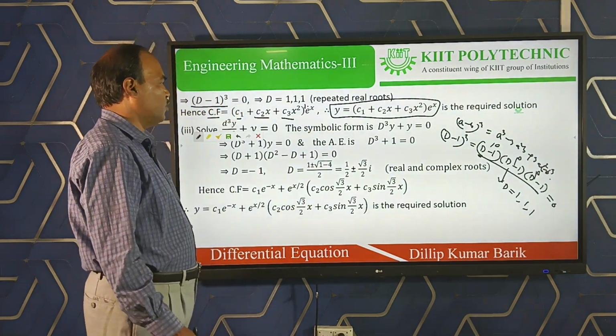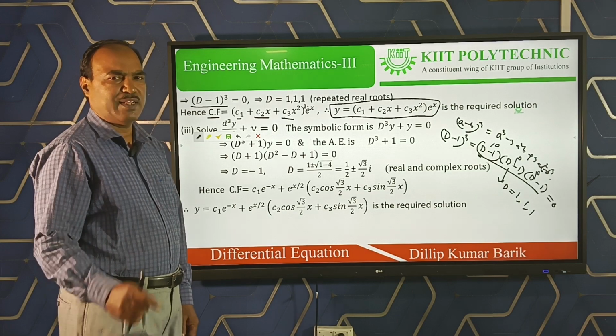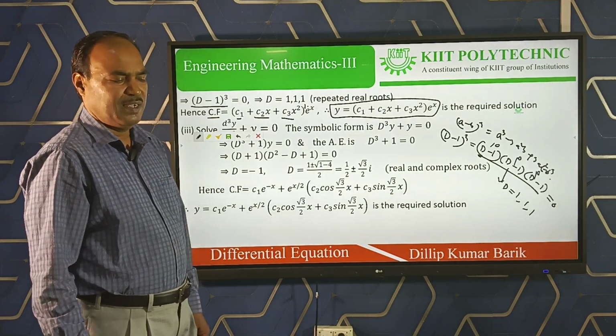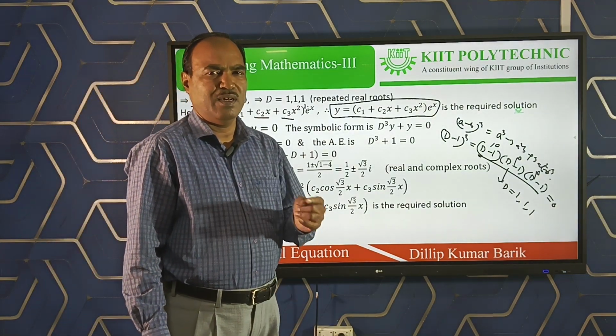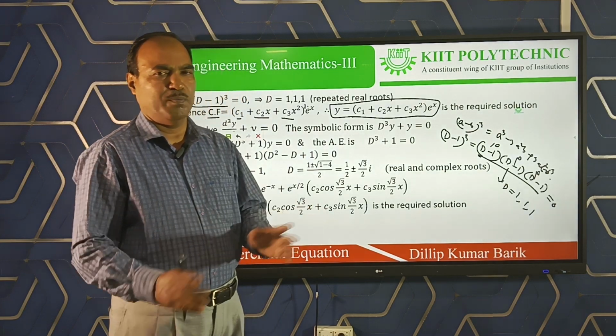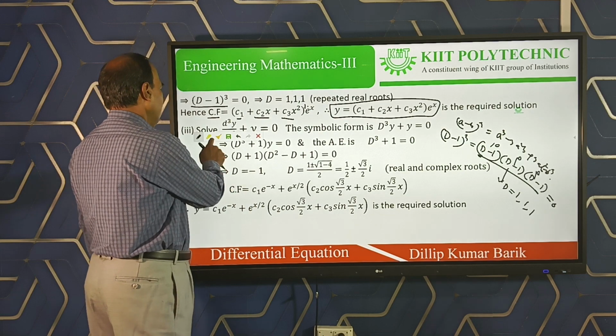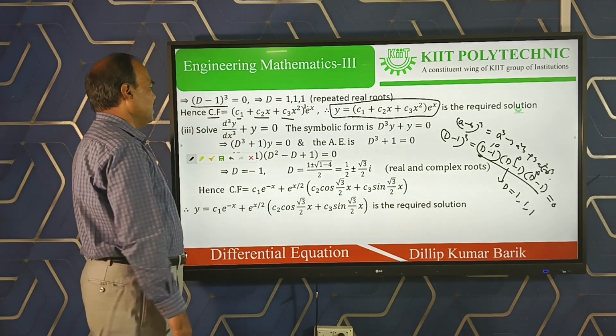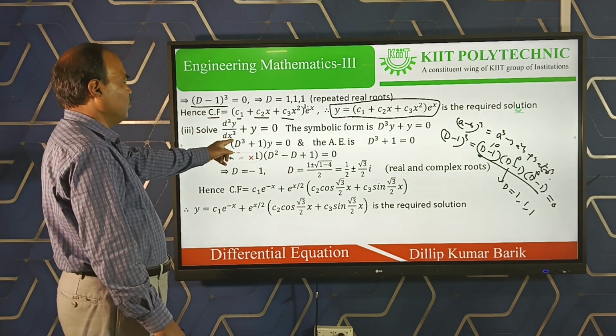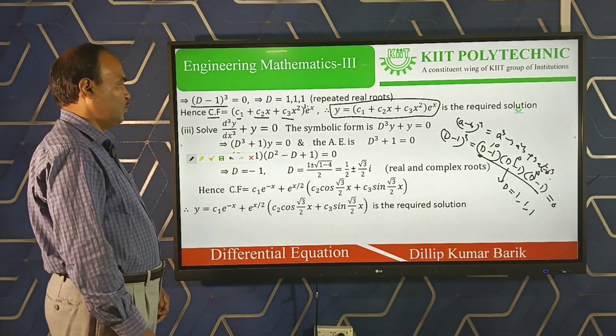So that was case 1 and case 2. Now let us come to another example. Suppose under case 3, the roots may be real or complex, or a combined form of real and complex. Let us see. So solve the differential equation d³y/dx³ + y = 0.